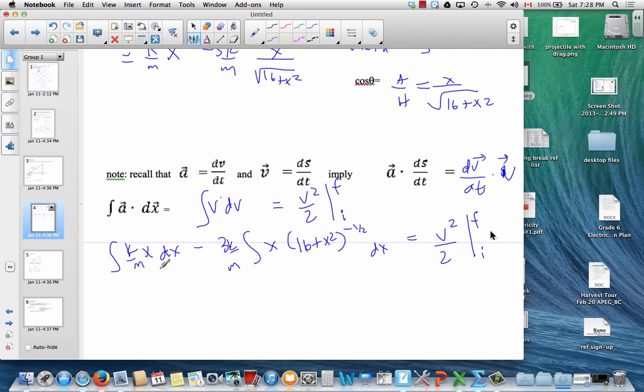K over m is a constant, and the integral of x is just x squared over 2 from initial to final. This looks nasty, but if you call this v, then its derivative will just be 2x. So I can fudge that by putting a 2 here, and then balancing it by dividing by 2 out in front. And now I've got v to the minus 1/2 dv. And the integral of v to the minus 1/2 dv is v to the half over half, or 2 v to the half, or just 2 root v.